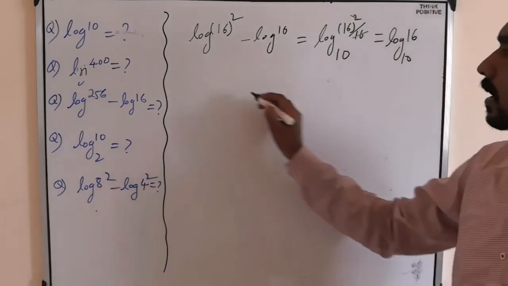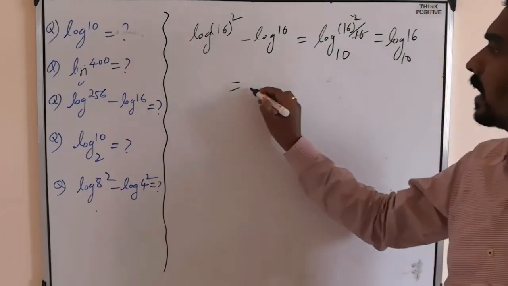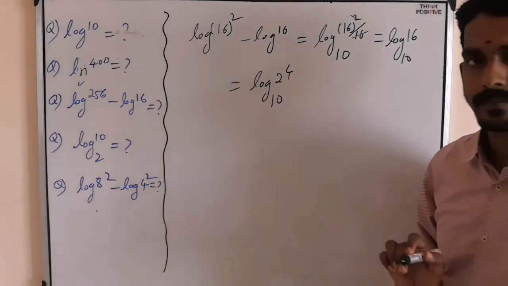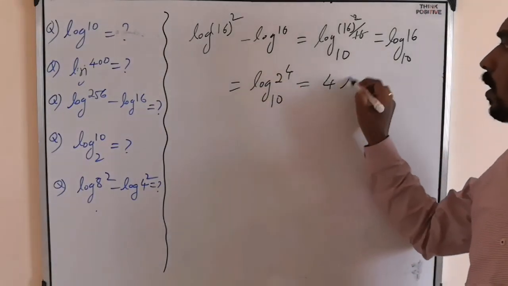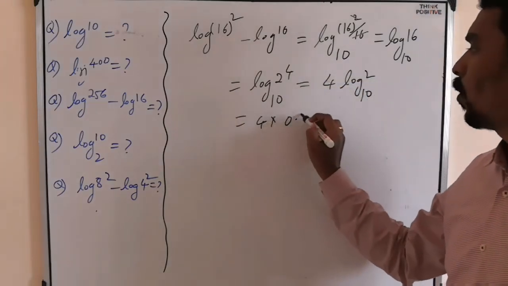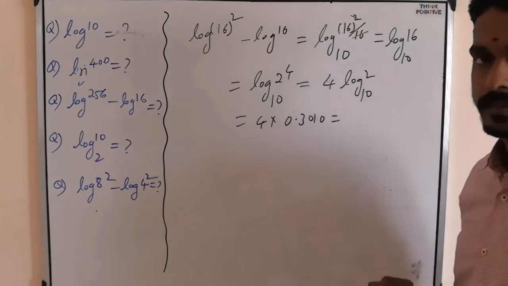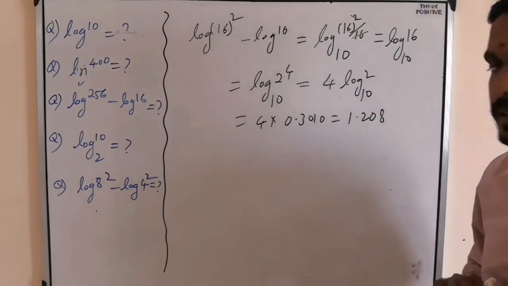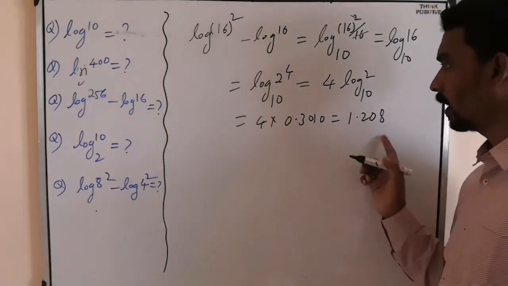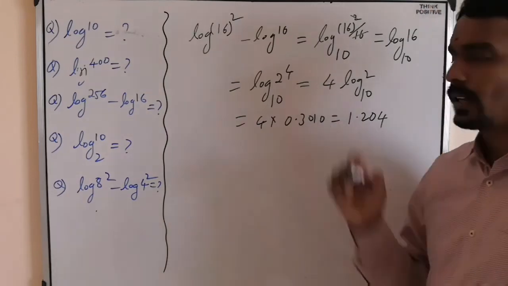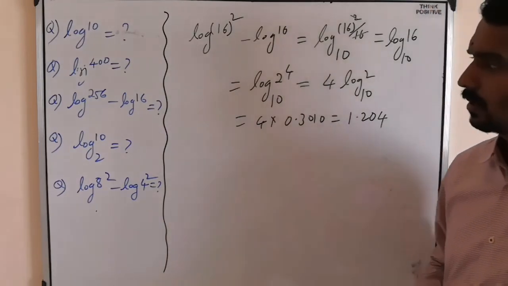Log 16 base 10. Now 16 I can write as 2 power 4, base 10, which equals 4 into log 2 base 10. So 4 into 0.3010, that is 1.208. So this way you can use it.